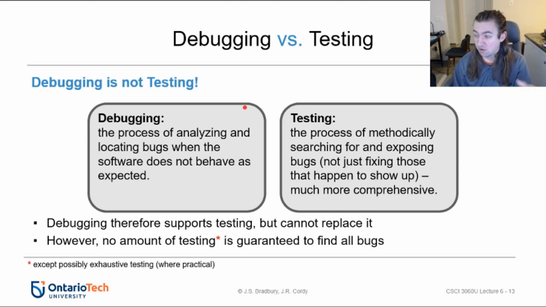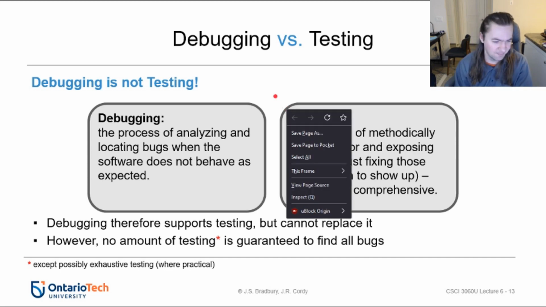Debugging helps us when we know that there is a bug and we are trying to find out where it is and fix it. But doing debugging alone is not going to find all your bugs. Doing testing alone is going to help expose some of them, but then you still have to fix them, right?